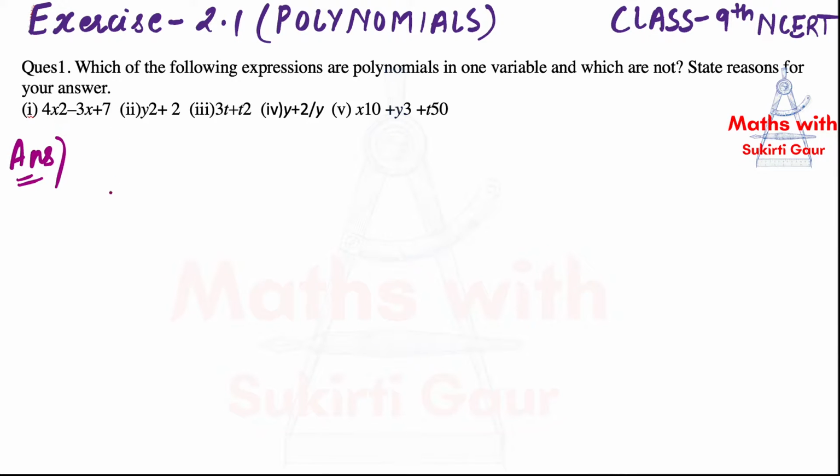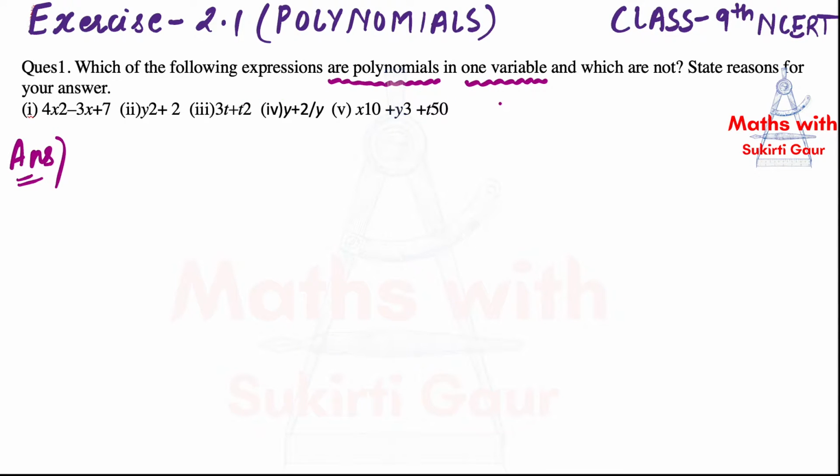So let's start with solving question number 1. This is from exercise 2.1 polynomials. Let us read the question first. Which of the following expressions are polynomials in one variable and which are not? State reasons for your answers. So you have been given 5 parts in this question and you have to find out which of these polynomials are in one variable.